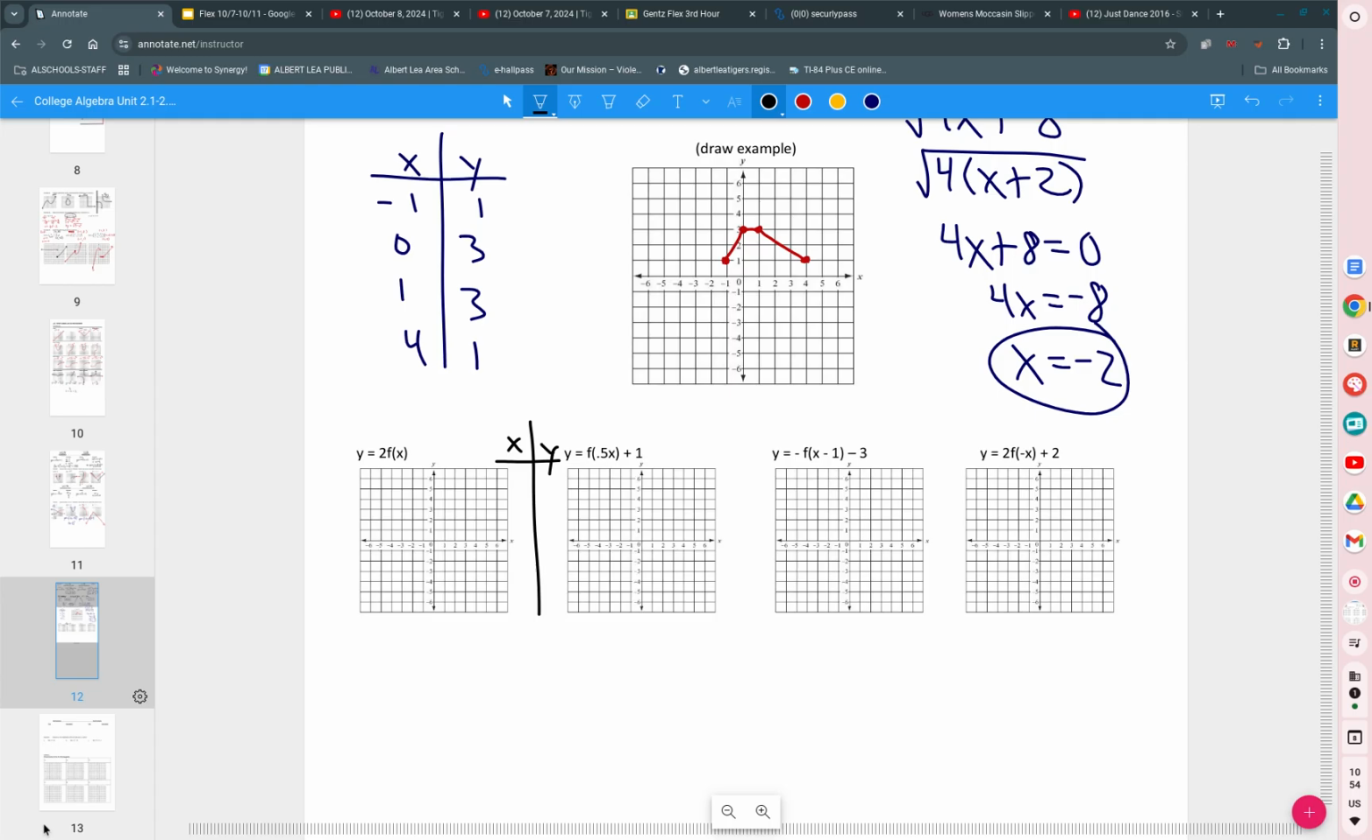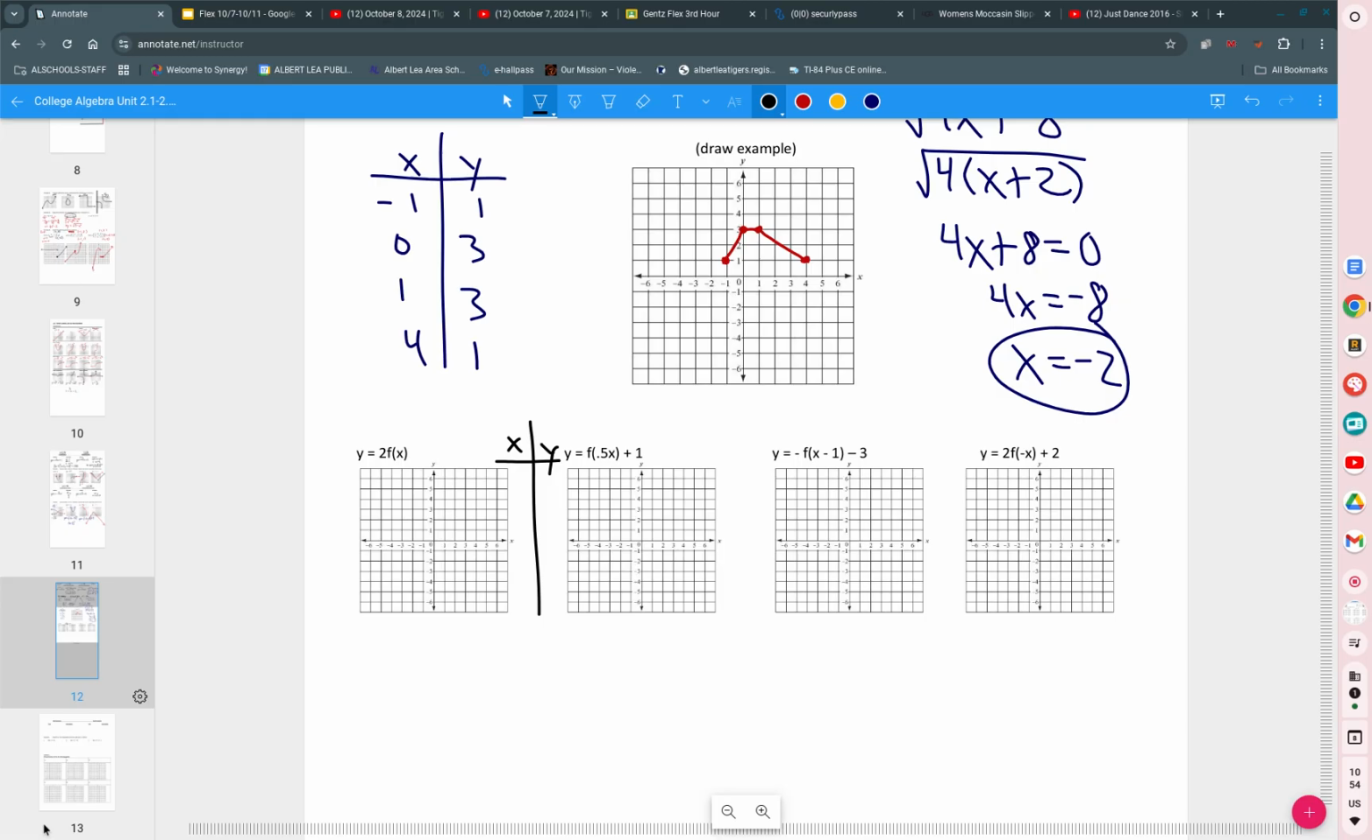We got your dots down? Okay, so talk to the person next to you. What do you think this 2 is going to do to the function? What do you think the 2 is going to do to the function? Don't actually write anything down. Just tell the person next to you what do you think it's going to do. Go. Take 30 seconds.